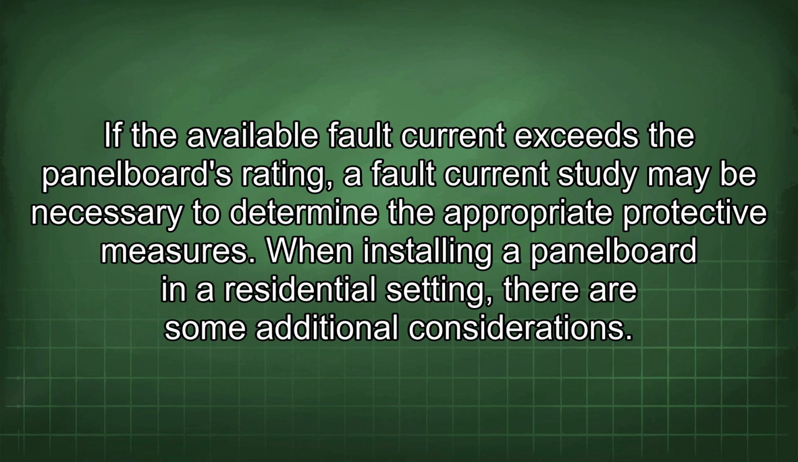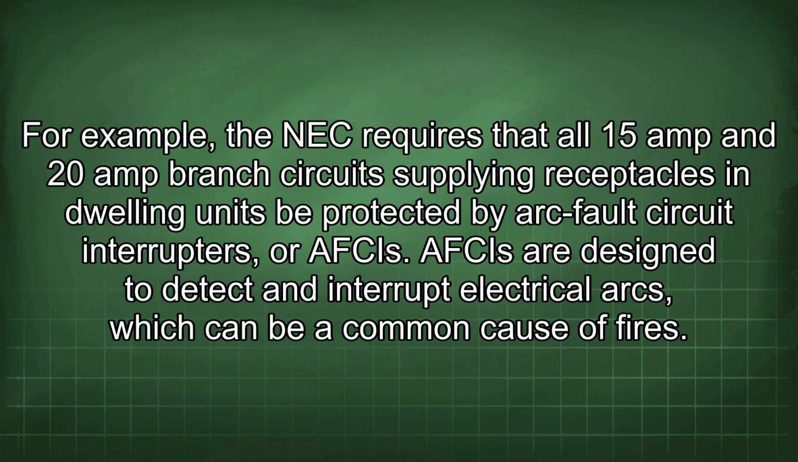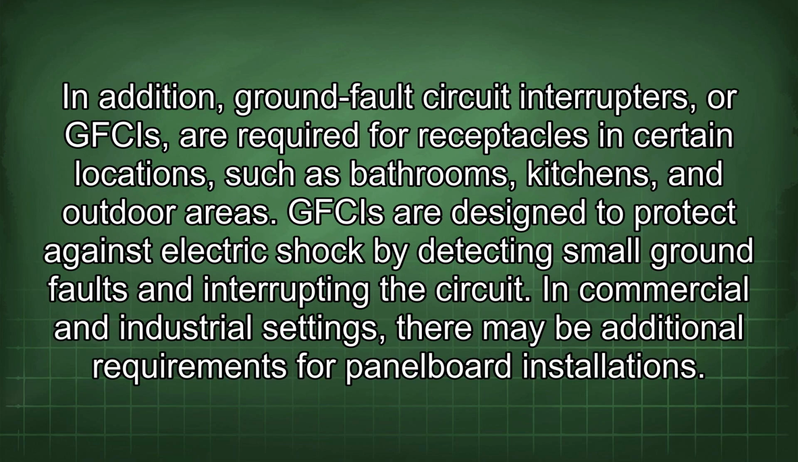When installing a panel board in a residential setting, there are some additional considerations. For example, the NEC requires that all 15 amp and 20 amp branch circuits supplying receptacles in dwelling units be protected by arc fault circuit interrupters, or AFCIs. AFCIs are designed to detect and interrupt electrical arcs, which can be a common cause of fires. In addition, ground fault circuit interrupters, or GFCIs, are required for receptacles in certain locations such as bathrooms, kitchens, and outdoor areas.